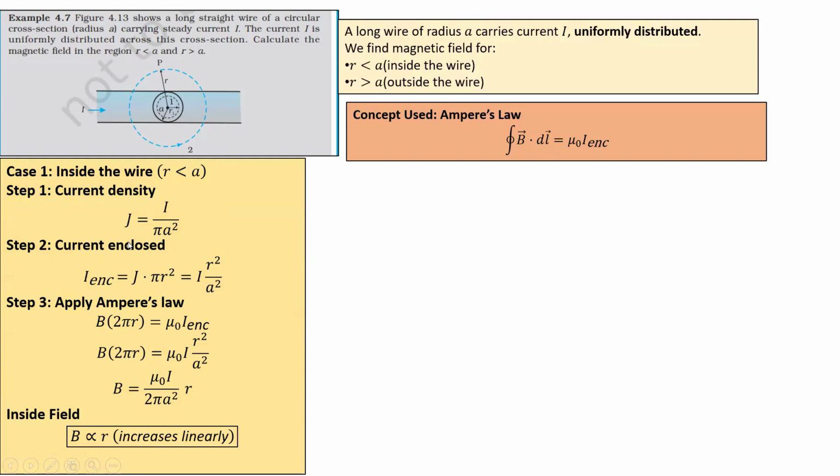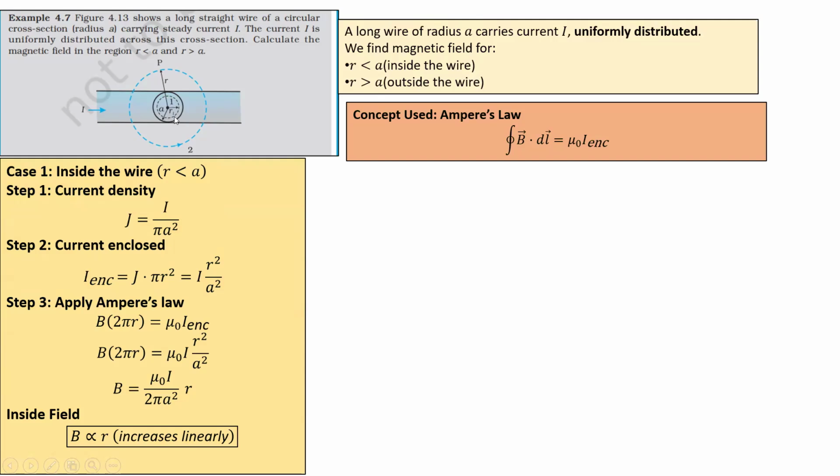First, we will write the formula for current density. What is current density? Current per area. Current I is flowing across the wire. The area of the cross section is pi a square, where A is radius. Now, I would like to find out the current in the small portion of radius r. What is the cross section area? Area of this portion is pi r square.